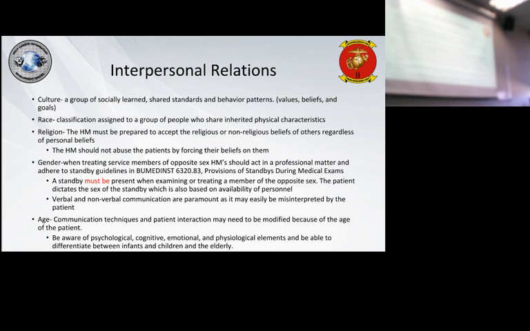Interpersonal relations, also a super touchy subject, especially when you get on the outside. We get into what you can and can't talk about in the workplace and all that, what might be offensive, what might not.